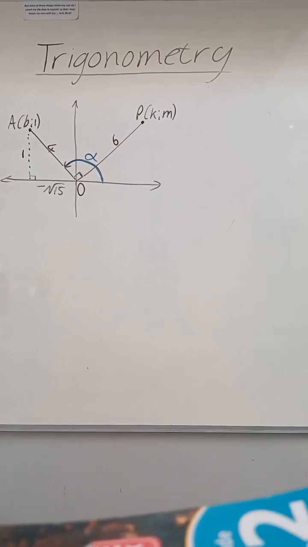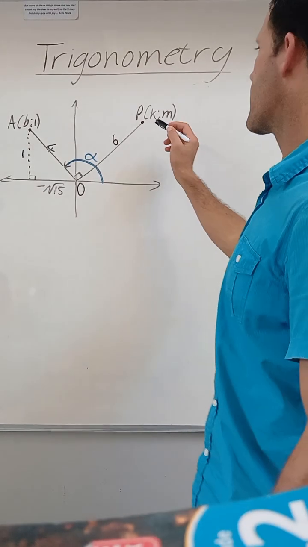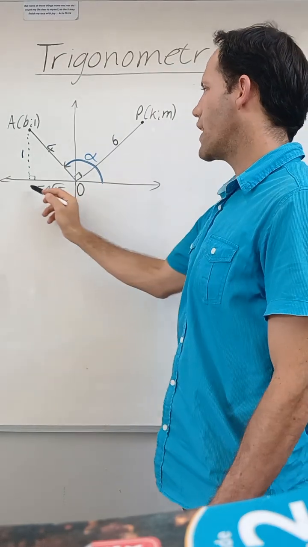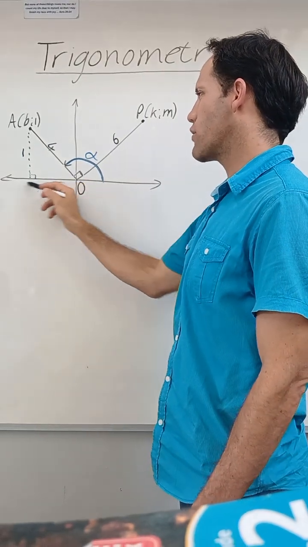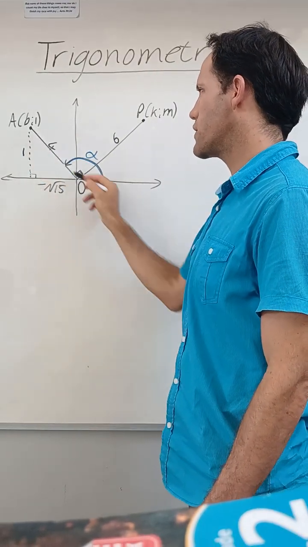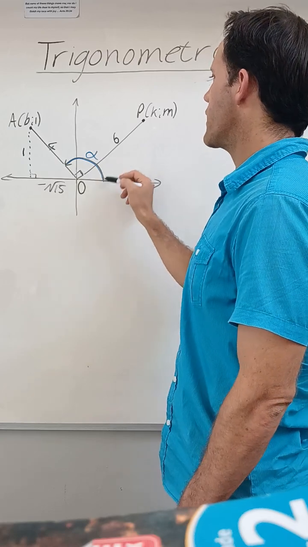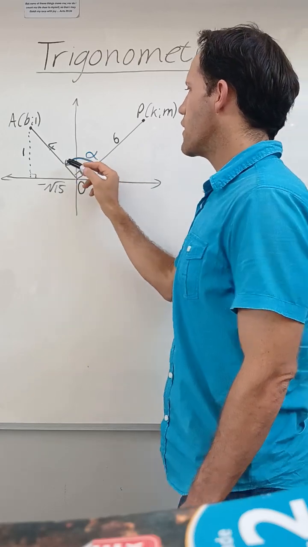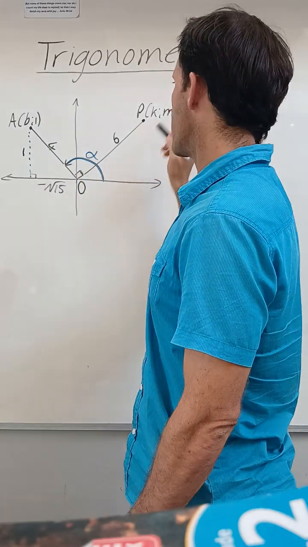So now we've got to find k and n. What we know now is that this side is negative square root of 15, this one is 1, this one is 4. This angle is alpha, and we need to find k and n.